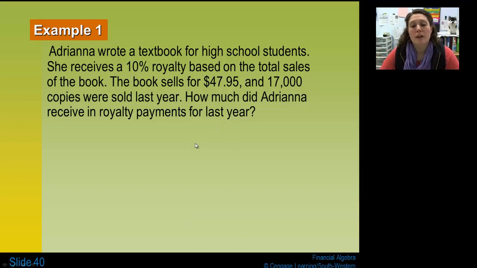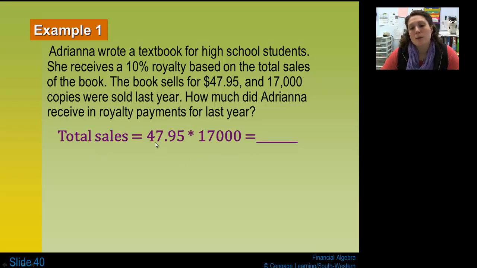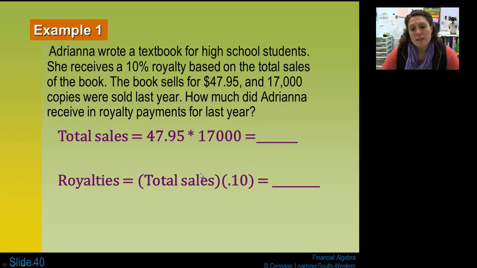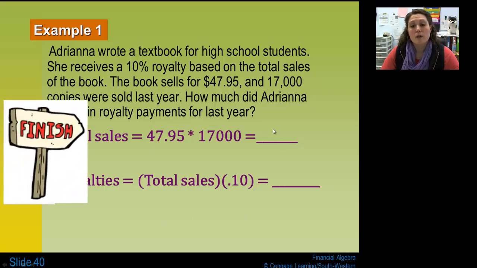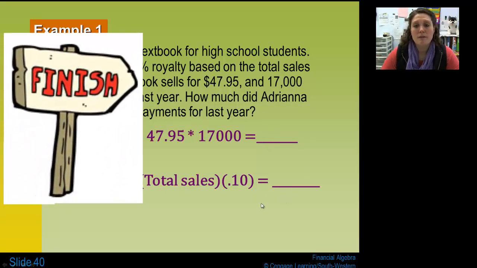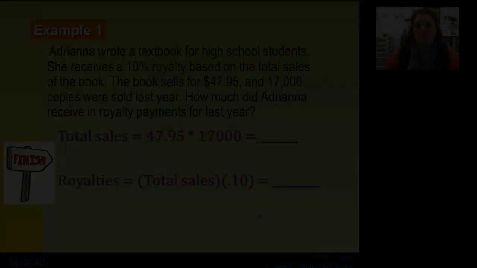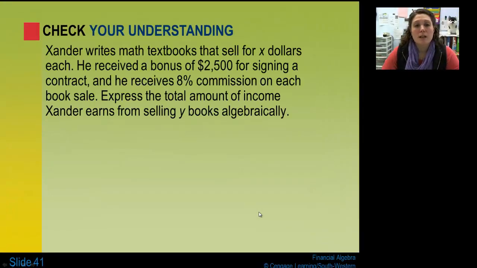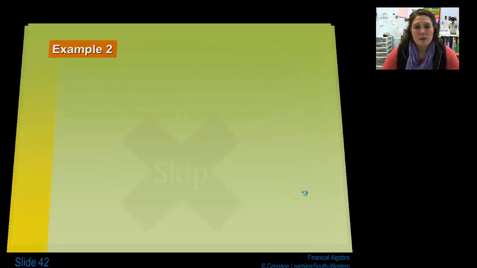So the first thing we need to do is figure out the total sales. So she sold 17,000 copies of the book for $47.95. So we need to calculate that. So the total sales is $47.95 per book, and there were 17,000 books sold. You need to go ahead and do that multiplication step, please. Then the royalties. From there, we take her total sales and multiply that by 10%. So you need to go ahead and finish this problem. So these two blank lines here should be filled in your notes. Check your understanding. We're going to go ahead and skip this question.